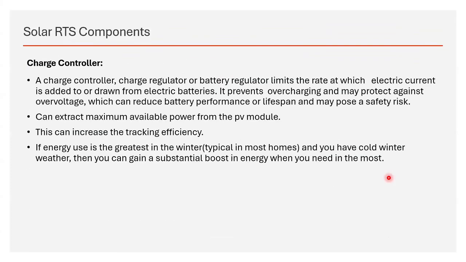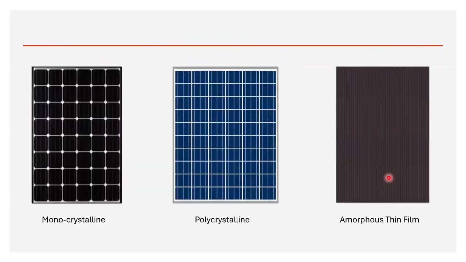And one most important part is the charge controller. A charge controller is also called a charge regulator or battery regulator, which limits the rate at which the electric current is added to or drawn from the electric batteries. So basically, it controls the battery charging rate, and in earlier slides, we covered the IV characteristic, if you remember. So the optimal usage point has to be achieved always for a solar PV cell. This charge controller helps to regulate the charging rate so that the current is drawn in such a way that it is always at the optimal power point, the Pmax point. I am just referring to the earlier slides.